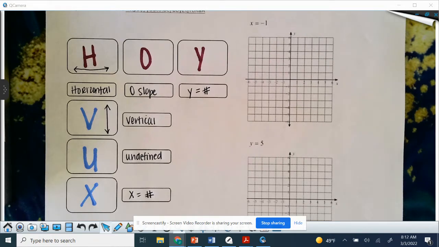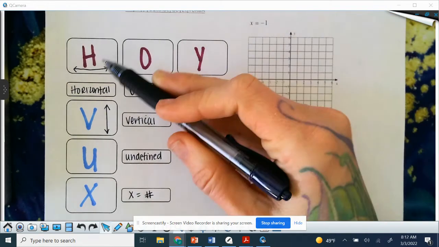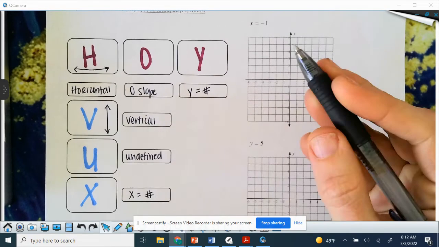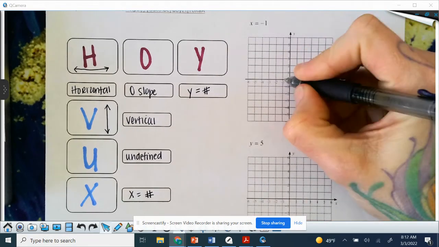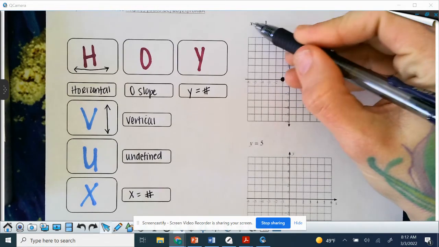So up here, we have an x equals -1. So if we think of HOY and VUX, that's an x equals. So that means we know it's going to be a vertical line going up and down at -1. So I'm going to find my -1. And I know that this is x is -1.